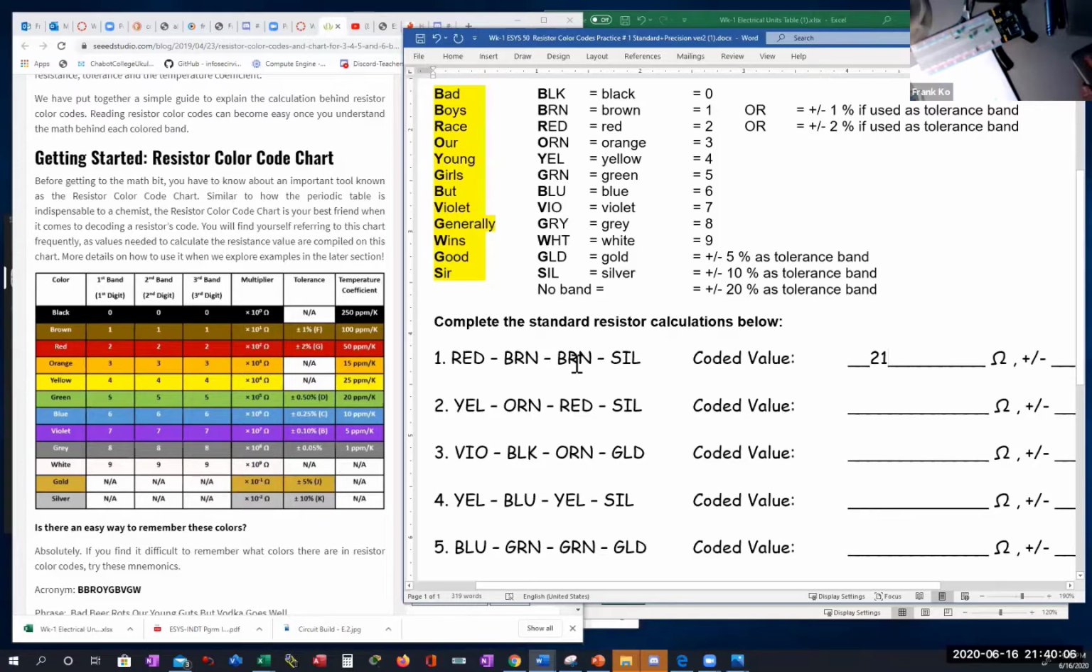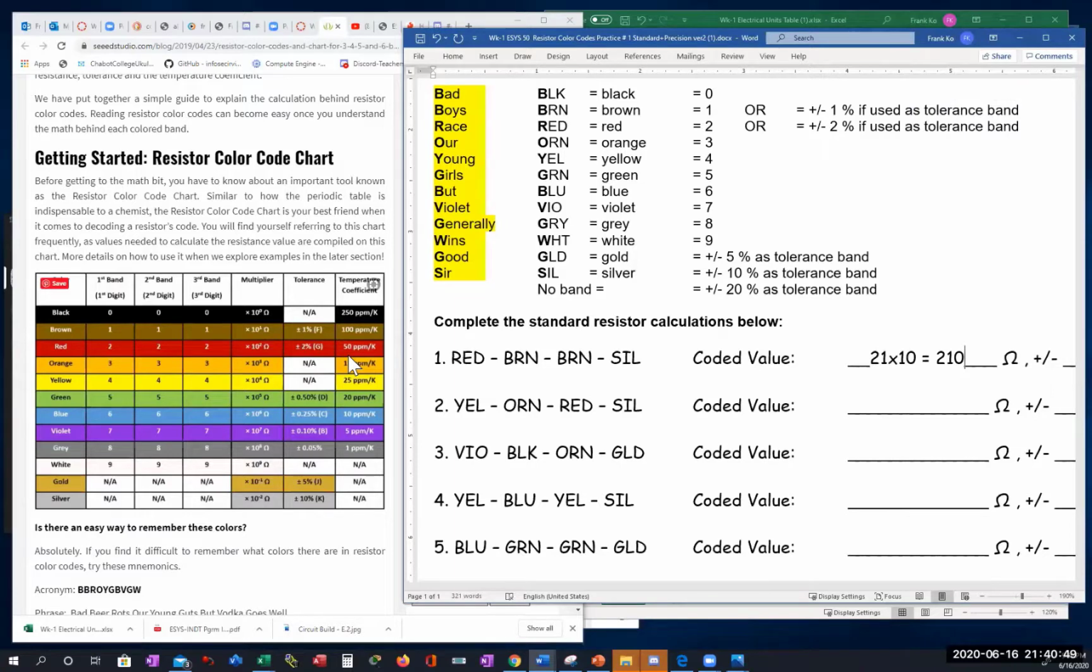The third band does not represent a third digit on these four-band resistors. The third band will be something called the multiplier, and the multiplier tells you what power of 10. Right here, the power of 10 will be 10 to the power of 1. So what's 10 to the power of 1? A 10. So what is 21 times 10? 21 times 10 is going to be equal to 210. Is that correct? Yes or no?